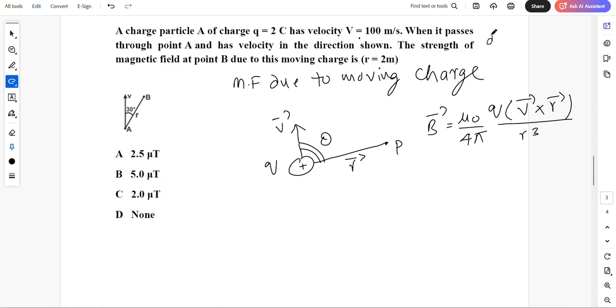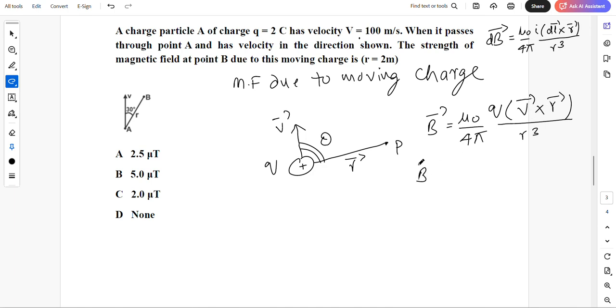Because you know the vector form of the magnetic field due to a small current carrying element of length dl is given by mu naught by 4 pi, I dl cross vector r divided by r cubed. In place of I, I am writing q, and in place of vector dl, I am writing vector v.